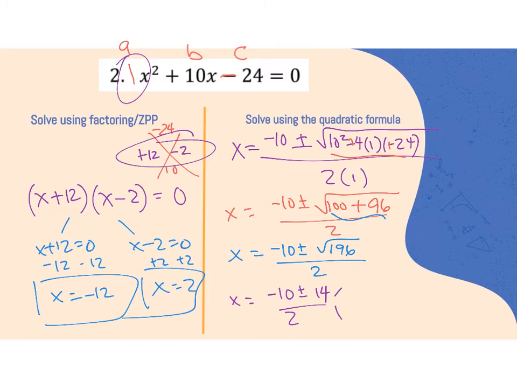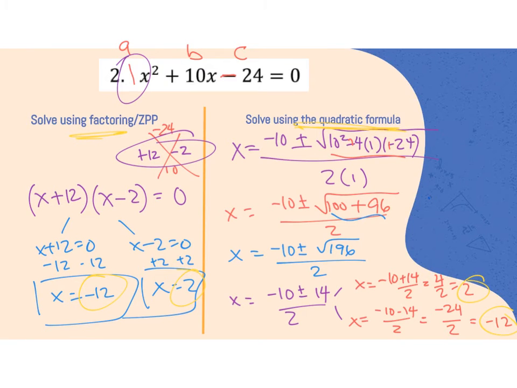When I split those off, I'm going to come off to the side here. I have x equals negative 10 plus 14 over 2. And x equals negative 10 minus 14 over 2. That's 4 over 2, which is 2. That's negative 24 over 2, which is negative 12. So if I look at my two solutions there, I've got 2 and negative 12, which is also negative 12 and 2 that I got using factoring. So the point here is that factoring and quadratic formula are going to give you the same solution, which is nice, and it just depends on which one you're more comfortable with.